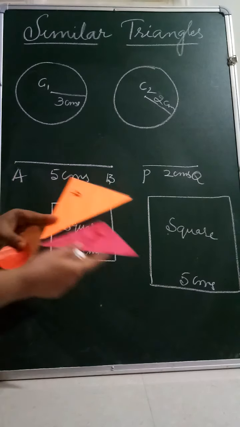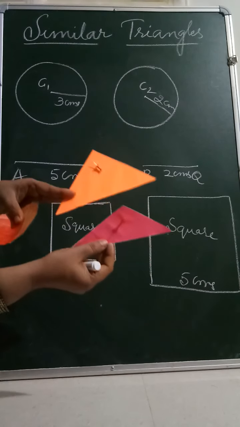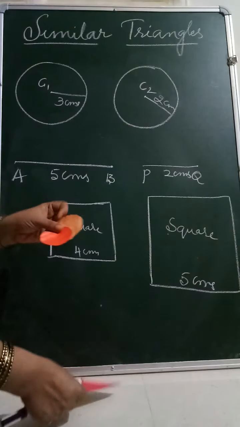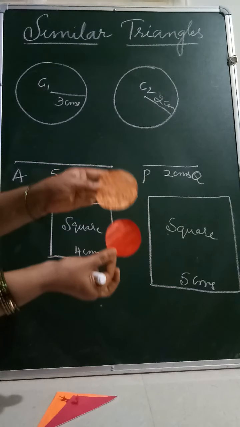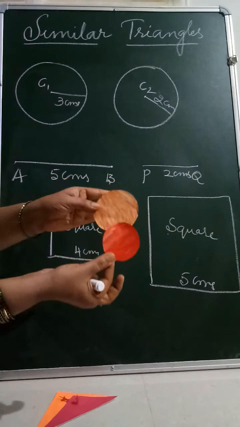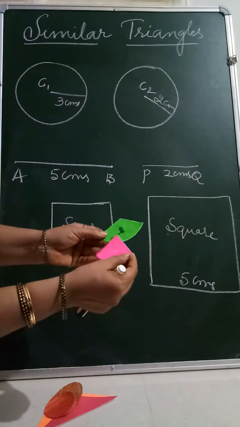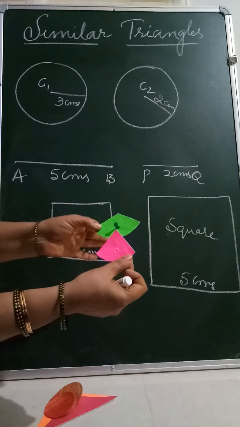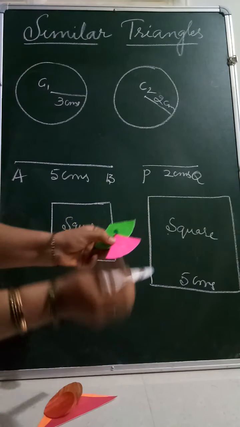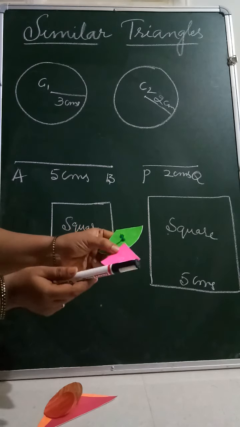Here I have two triangles. Their shapes are same but sizes are different. So I can say these are similar figures. Here there are two circles. Their shapes are same. Sizes are different. So these are similar figures. Here there are two sectors. Their shapes are same but their sizes are different. Children, this is not a triangle. It's a sector. In previous class we had told you what a sector is.